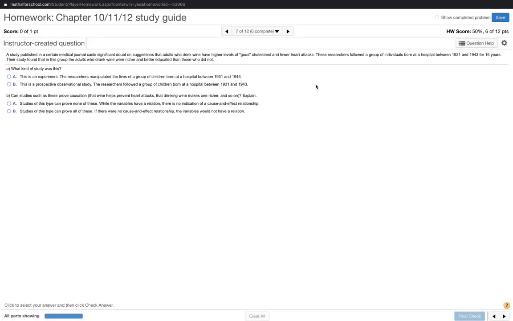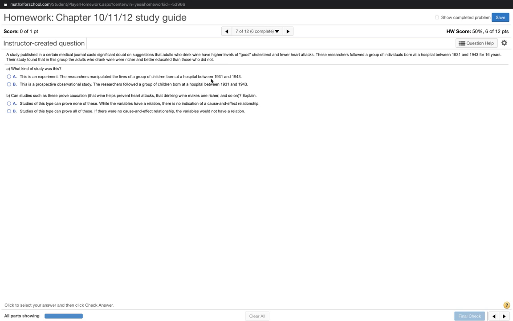Number 7, a study published in a certain medical journal cast significant doubts on suggestions that adults who drink wine have higher levels of good cholesterol and fewer heart attacks. These researchers followed a group of individuals born at a hospital between 1931 and 1943 for 16 years. Their study found that in this group, the adults who drank wine were richer and better educated than those who did not. So, in other words, what kind of study is it? Is it an experiment or is it an observational study?